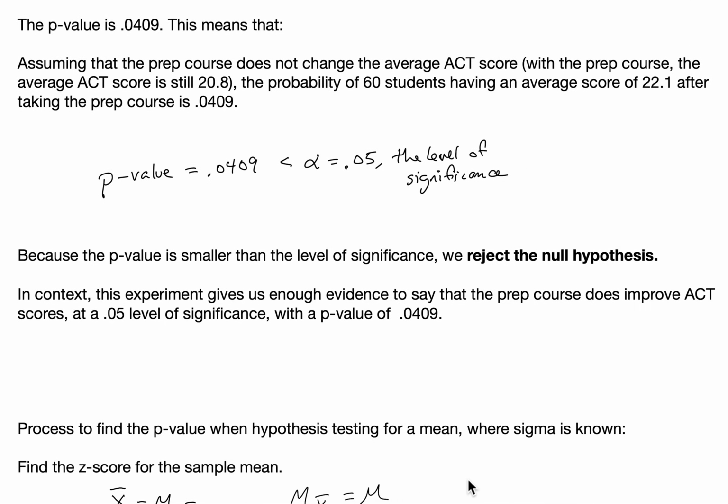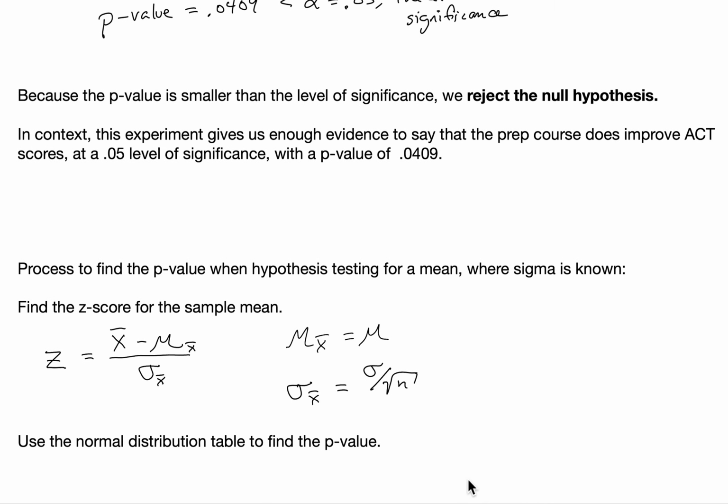Just as a very brief recap, the process to find the p-value when hypothesis testing for a mean where sigma, the population standard deviation, is known, is to first find the z-score for the sample mean. That is the sample mean from the experiment minus the mean assumed by the null hypothesis, divided by the standard deviation of the sample means, which is the original population standard deviation over the square root of the sample size. And then once you have your z-score, you use the normal distribution to find the p-value.